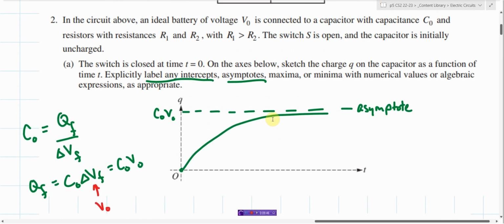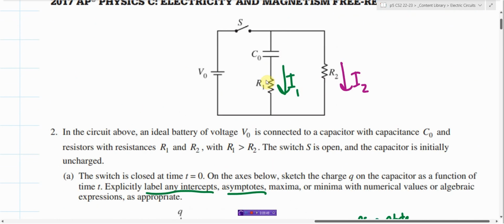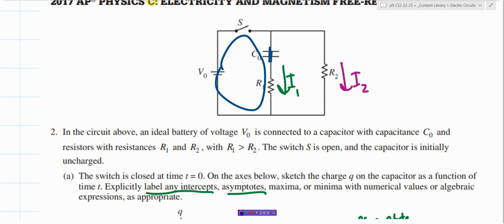I do need to know where it starts, so I need to know what my initial current is through here. The initial current is the current that we had at time 0, when the capacitor was uncharged. If you remember our words from the last video, that would be immediately after that switch was closed. And we said if you had an uncharged capacitor immediately after a switch was closed, you can treat that as a wire, essentially, which means I1 is just the current you get from a potential difference of V naught.